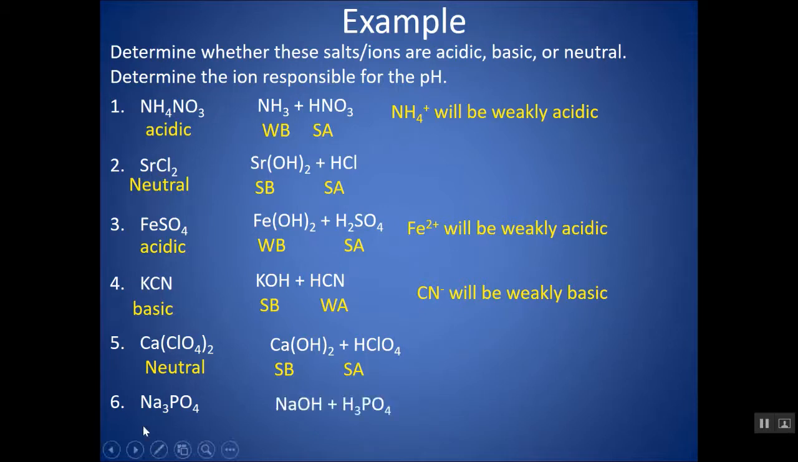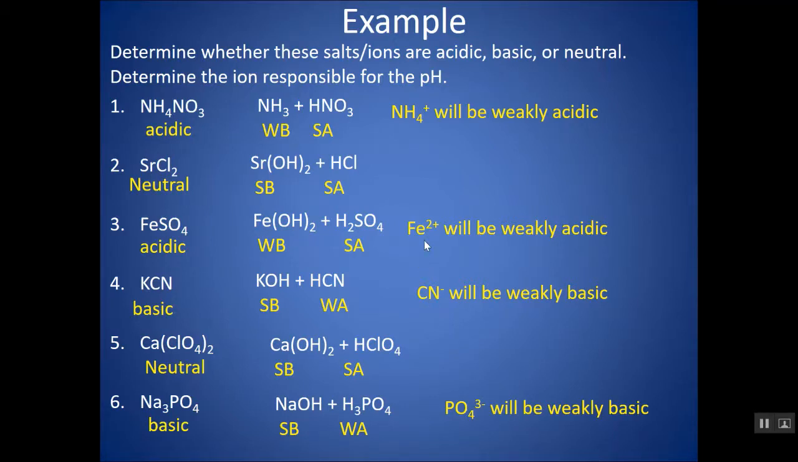And the last, NaOH is a source of Na plus in this situation, and that's a strong base, so this would be a neutral part of the salt, and phosphoric acid is a weak acid, so PO4 minus would also be weak. It would be able to function as a weak base, so this would be a basic salt.